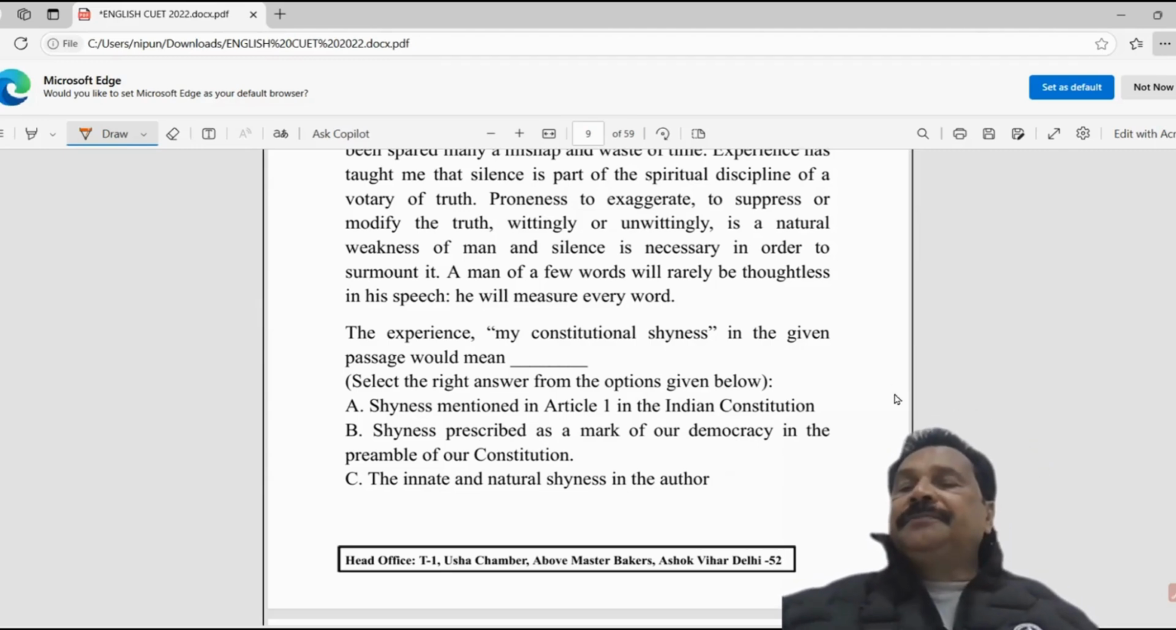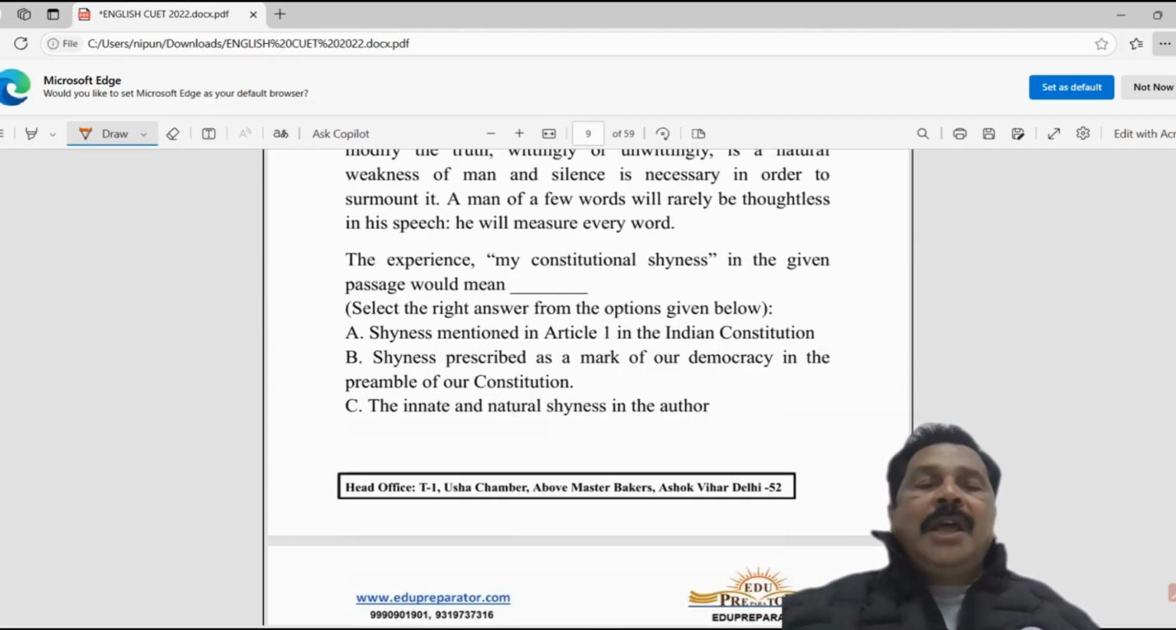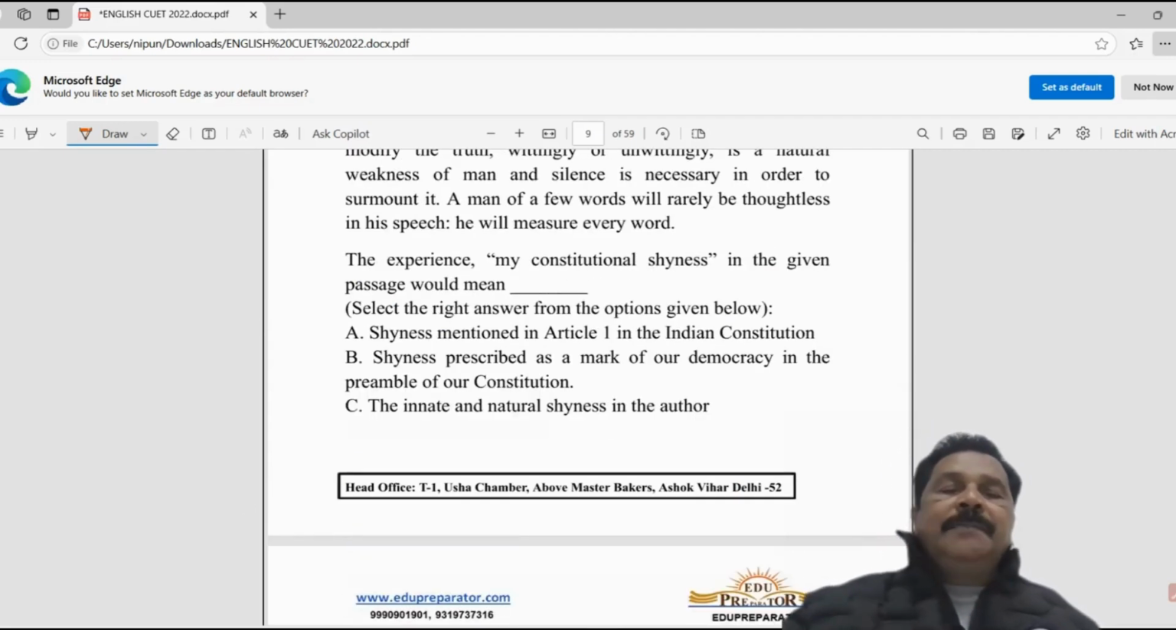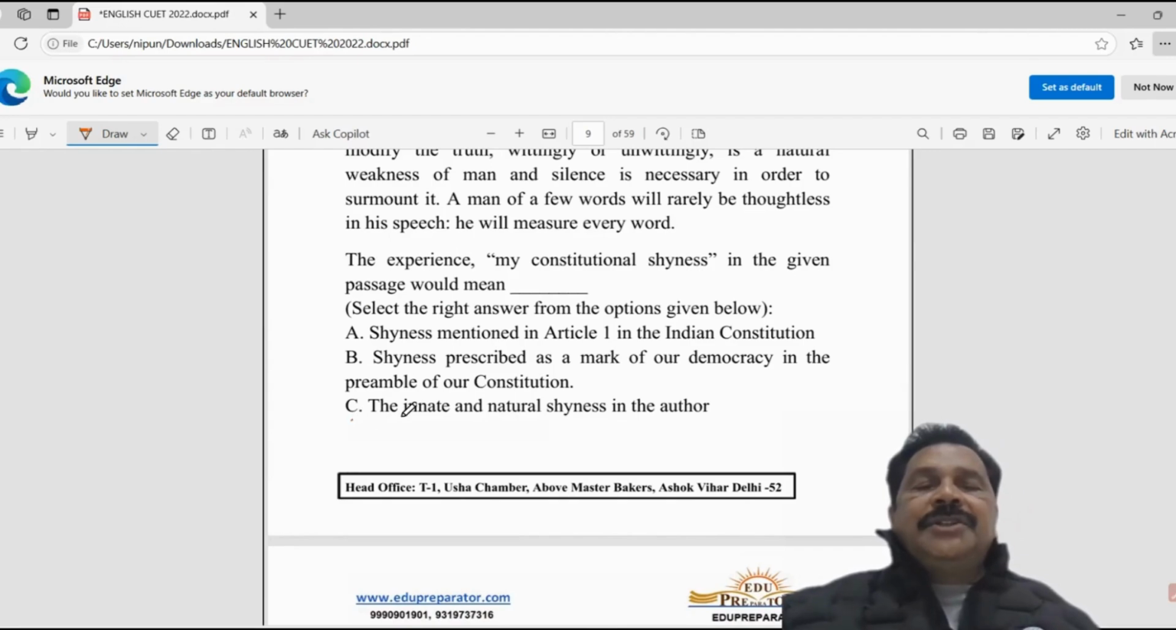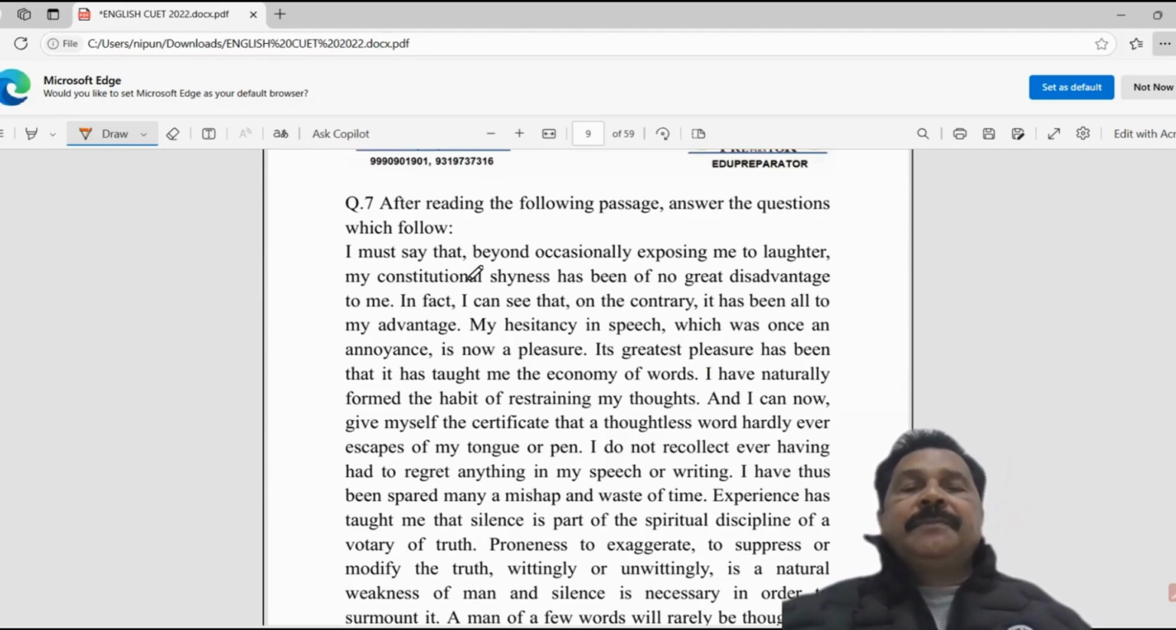And last, one more option is there, option D, the shyness that the author pretends to drive some evil, adventurous life. And the answer is option number C, that is innate. The innate and natural shyness of the author. So now we are going with the second passage.